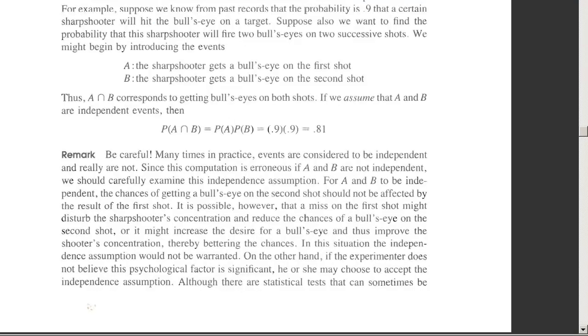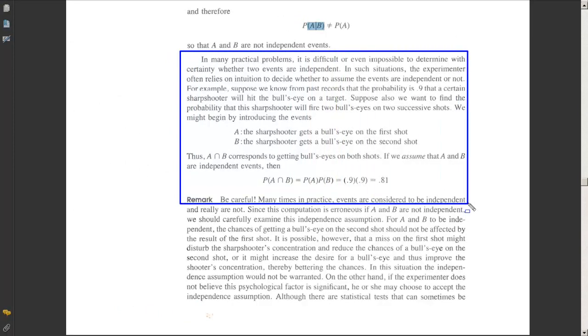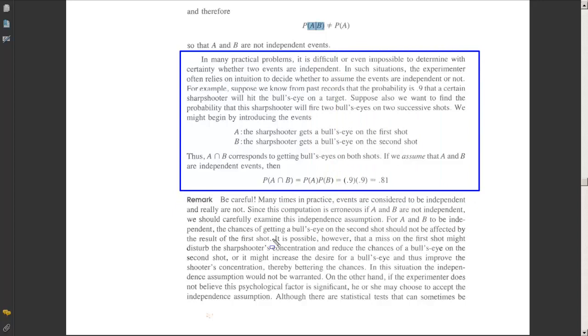Okay, let's see something. Let's read this part carefully. No, actually I want to read the part below that carefully, but let's try it now.